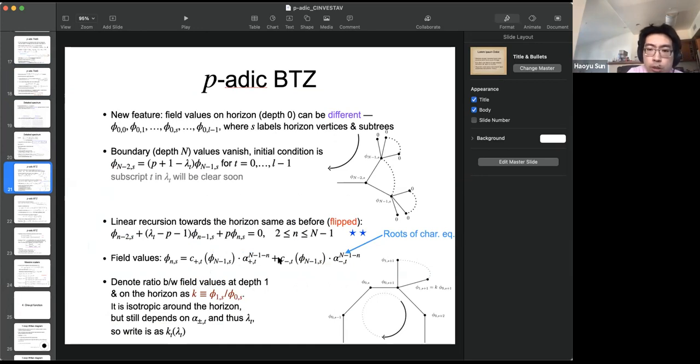Again, we can solve the quadratic characteristic equation. We get the field values at any depth. And then we denote the ratio between the field value at depth 1, just one step away from the horizon, and the field value on the horizon as k. It can be shown that it is isotropic around the horizon, but it still depends on this root of the characteristic equation, and thus on the eigenvalue lambda t, because the lambda appears in the coefficient in the linear recursion relation. So we write k as a function of lambda.